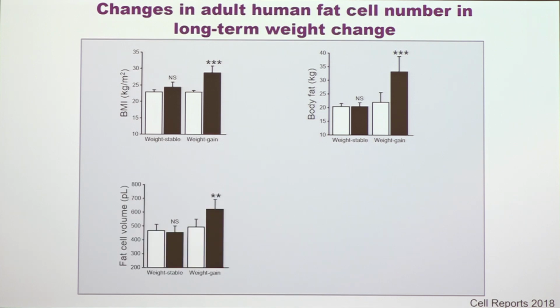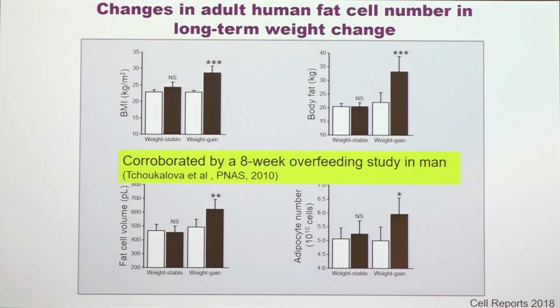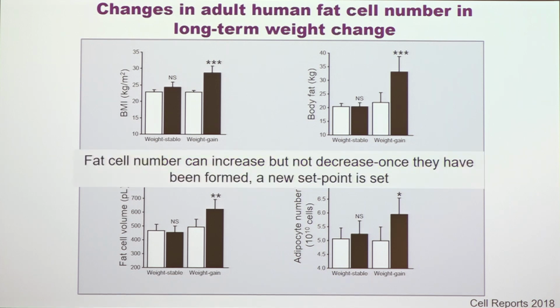Fat cell volume, what happened with that? Well, nothing in the weight stable subjects, but the weight gainers got an increase in fat cell volume. And finally, what about adipocyte number? No difference in the weight stable subjects, but a significant increase in the weight gainers. So summarizing, this was also corroborated by other studies, but what we conclude from this is that fat cell number can increase but not decrease. Once they've been formed, a new set point is set.